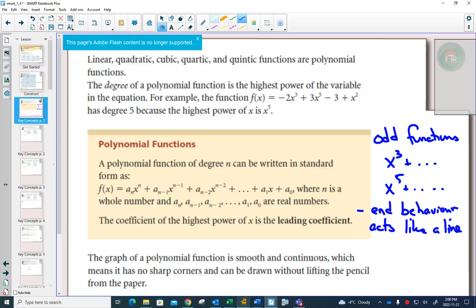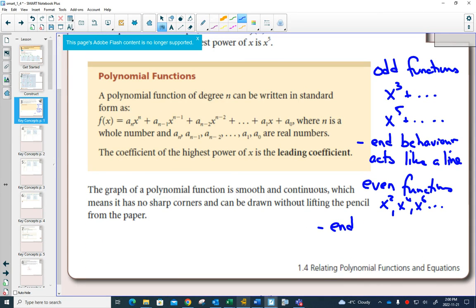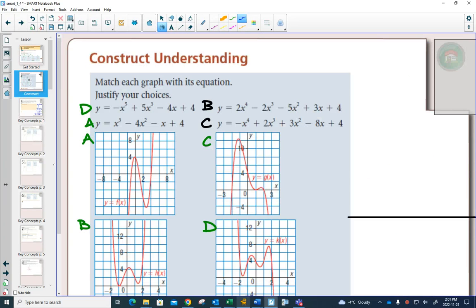So odd functions are going to act like lines, and even functions, those are your x squared, x to the 4, x to the 6 ones. We're going to say that the end behavior acts like a parabola. So we're going to go back to the examples that we just did to see what I mean by this. So these ones that we were just matching.